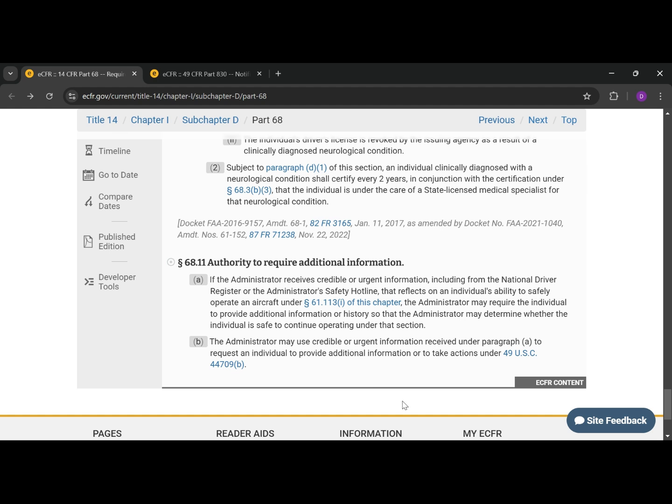44709B. So this section is saying if the administrator has reason to believe that something could happen because of your conditions, they can request additional information of your history so they can determine if you are safe to fly.